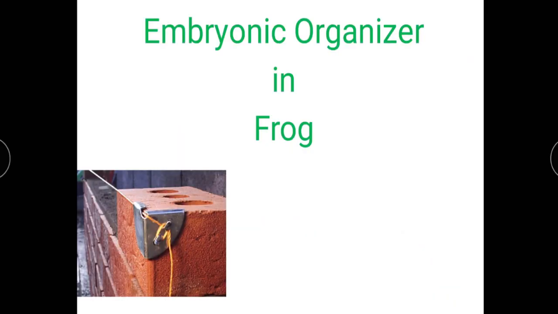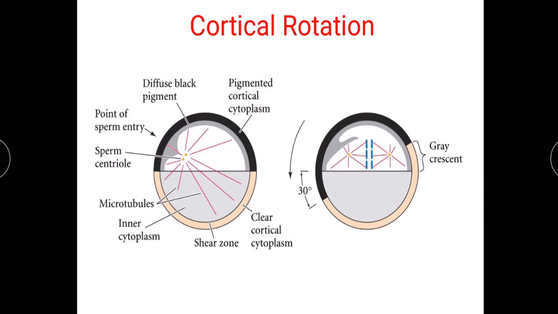Hello friends. In our last lecture we talked about how gastrulation takes place. After gastrulation the most important thing is to organize an embryo. How the embryo is going to be organized, how it is directed to start its development, all these things we are going to discuss in this video.